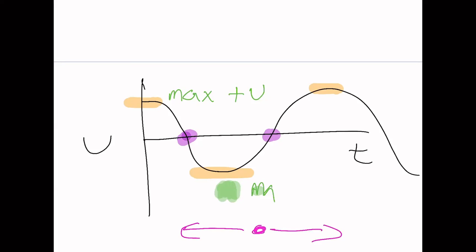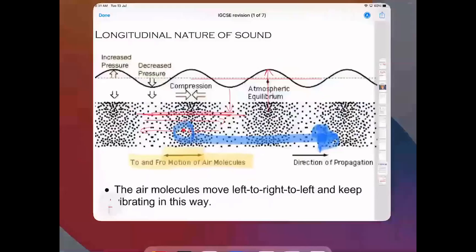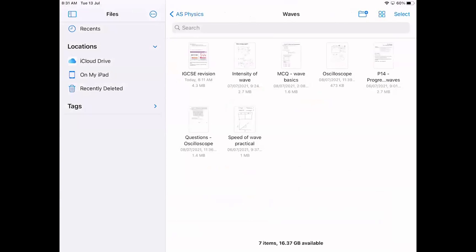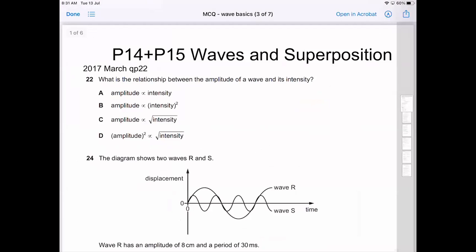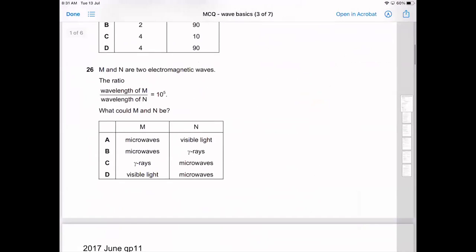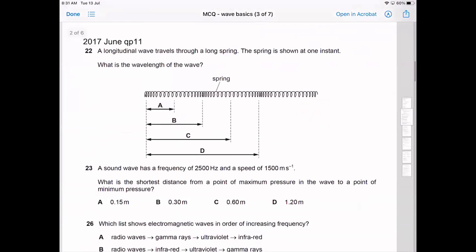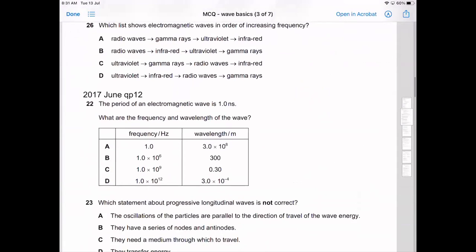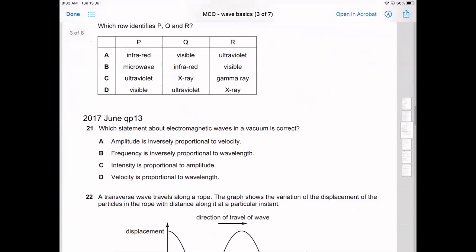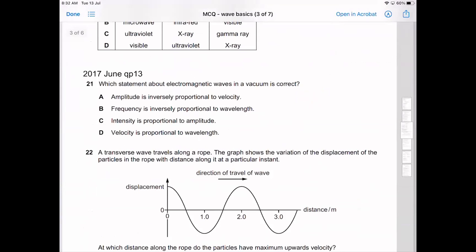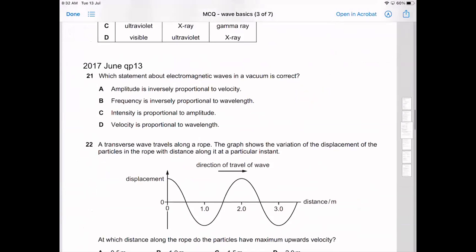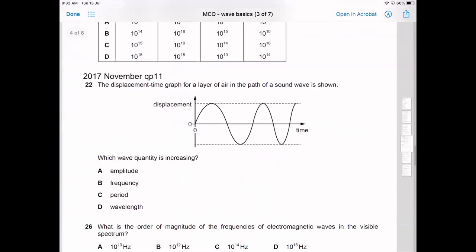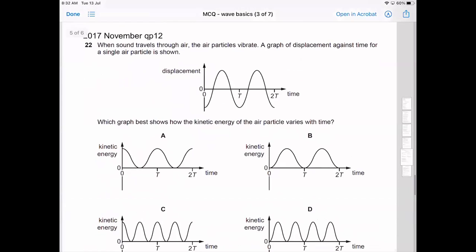Between maximum and minimum. I'll show you quickly what the question looks like, and then you'll understand what I'm saying. If I show you the question, you'll see progressive waves, oscilloscope, wave basics questions. That's a nice one. Here's a nice one with a coiled spring. You can go and have a look at this in terms of wavelength and so on. Frequencies. They love these questions on frequencies of electromagnetic radiation. Not this one. Here we go, this one over here.